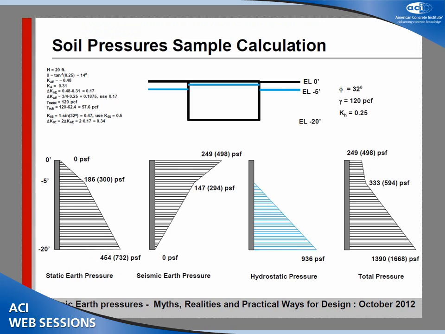And here is a simple calculation of how those different soil pressures finally can be obtained. In parentheses is the at-rest pressure, and without parentheses is the active case, these are the active static pressures. So obviously the active is always lower than the at-rest soil pressure.